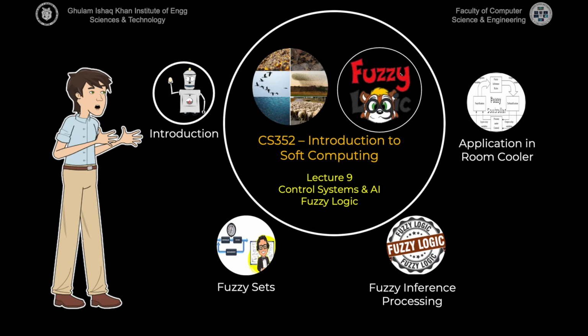This is the last lecture for the course CS352, and maybe I'll have just one more lecture, which will be on the overall course review. We've studied 9 topics here, and I'll give an overview of all 9 topics in the next lecture. But this is the last lecture on fuzzy logic and control systems and AI.